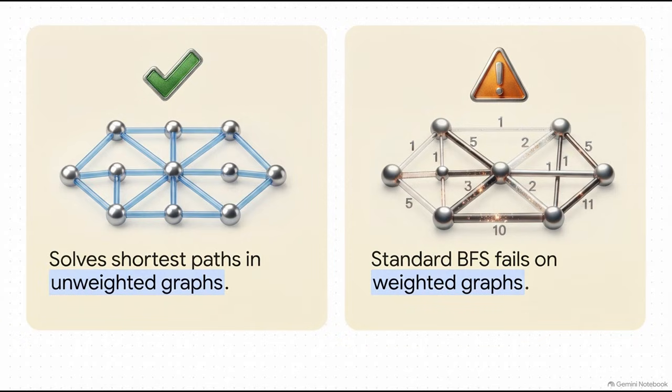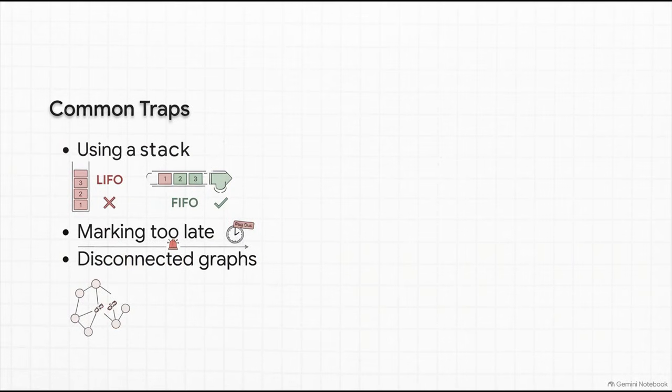But what if you're using a GPS map? One road might be a wide-open highway, while another is totally backed up with a massive traffic jam. The distance or time varies between those stops. That is what we call a weighted graph. Standard BFS does not solve general weighted shortest paths, simply because it assumes every single hop takes the exact same effort. There are just a few other common traps to be aware of.